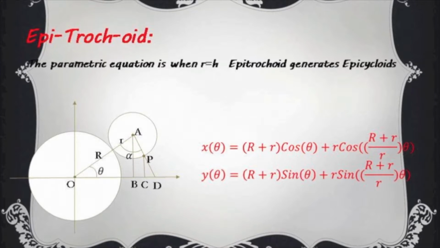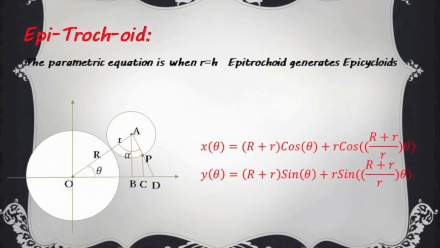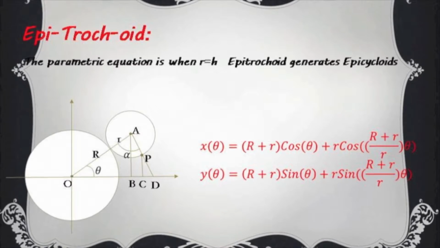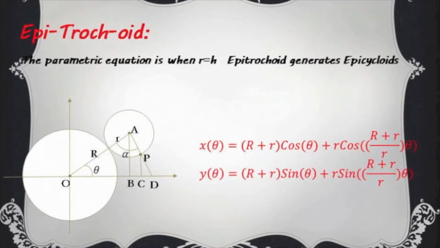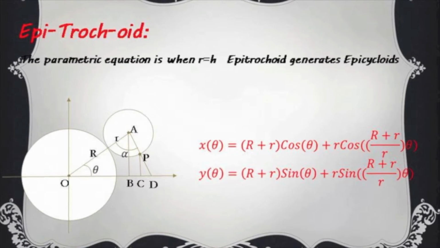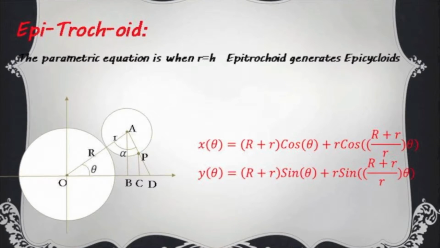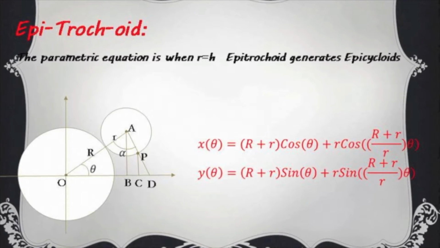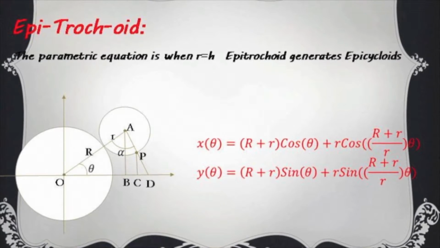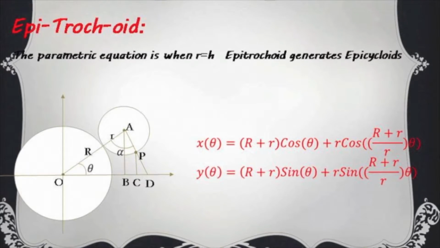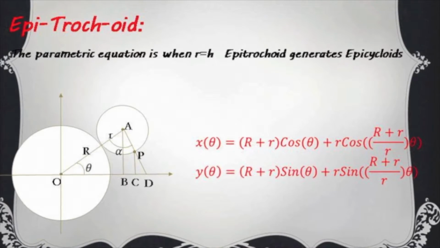So finally, we find the parametric equations. x theta equals (r plus small r) cosine theta plus small r cosine of ((r plus small r) over small r times theta). And y theta equals (r plus small r) sine theta plus small r sine of ((r plus small r) over small r times theta).